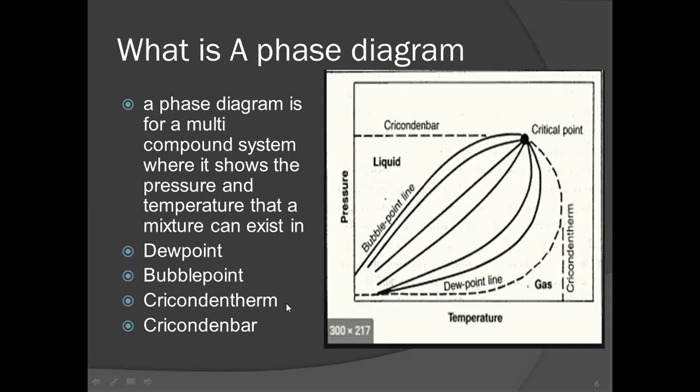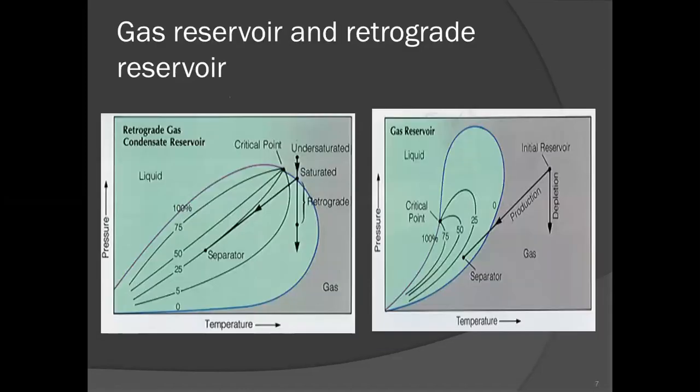And then we have the cricondentherm, which is the highest temperature where liquid and gas can coexist together. And we have the cricondenbar. This is the highest pressure point where gas and liquid can coexist together. And this is one type of phase diagram.